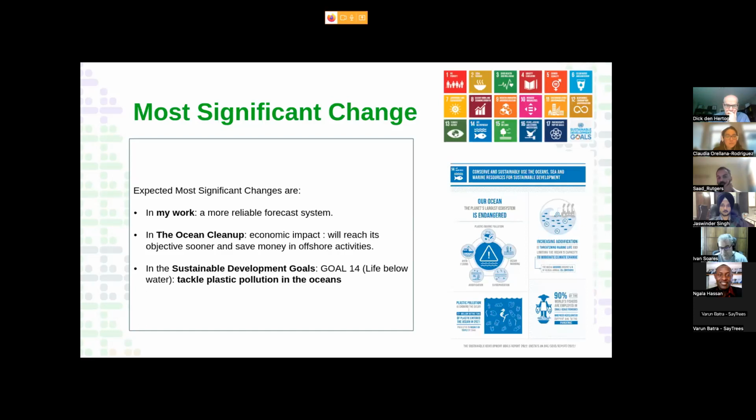And what are the expected changes? Well, for my work, I expect to deliver more reliable forecast, more accurate forecast. For the Ocean Cleanup, we expect an economic impact. So if we know in advance where the plastic is, we are going to save money navigating and deploying systems. And for sustainable development goals, I expect to tackle goal 14, which is life below water. Specifically, I expect to tackle plastic pollution in the ocean.